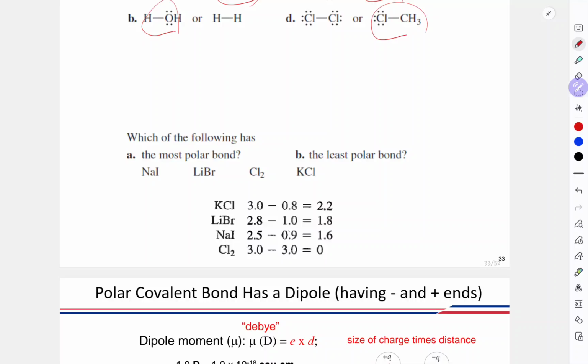And which of the following has the most polar bond and the least polar bond? Again, you can refer to the electronegativities of each element for the given compound, calculate the delta, and compare its magnitude.